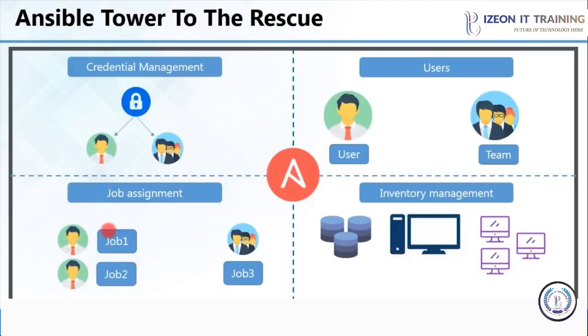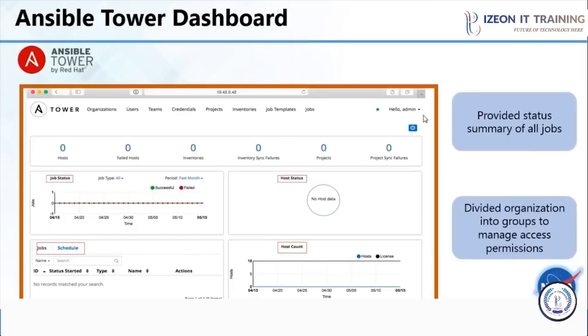So Ansible Tower helped NASA to organize everything. Now let us take a look at the dashboard that Ansible Tower provides us. So this is the screenshot of the dashboard at a very initial level. You can see right now there are 0 hosts, nothing is there, but I'm just showing you what Ansible Tower provides you. So on the top you can check all the users and teams.